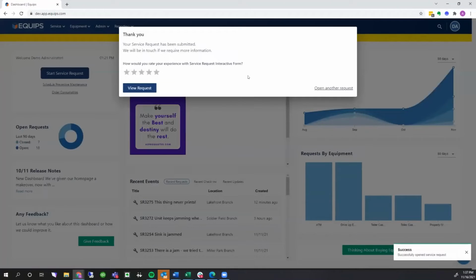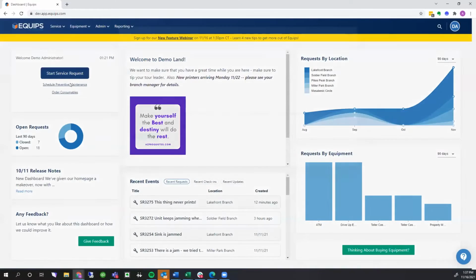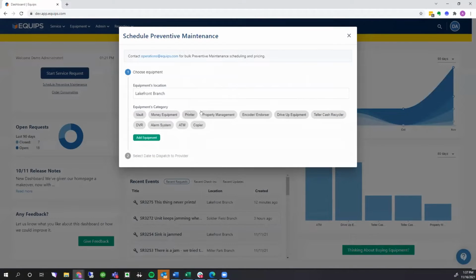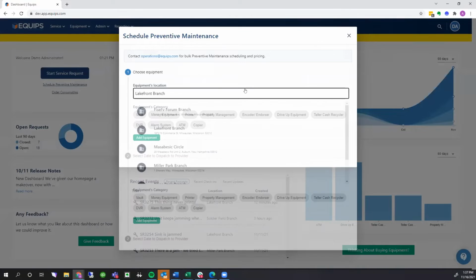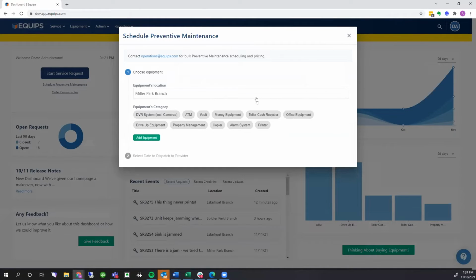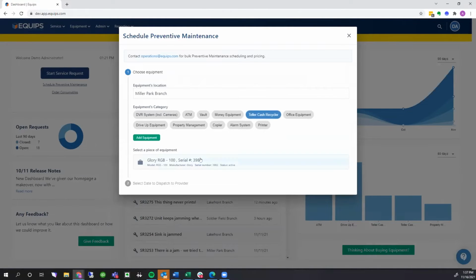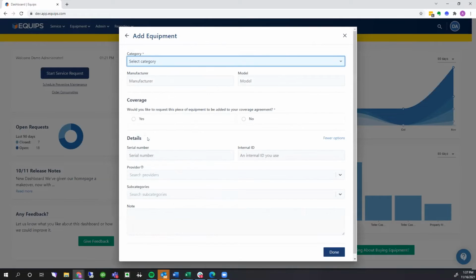And then he thinks to himself, well, as I just did that printer request, now that I think about it, I also need to schedule preventive maintenance for a telecache recycler. So he goes into the schedule preventive maintenance process, goes over to the Miller branch, clicks telecache recycler, and realizes that one of the two telecache recyclers is in here, but not the other one. So he goes here and very quickly adds it.